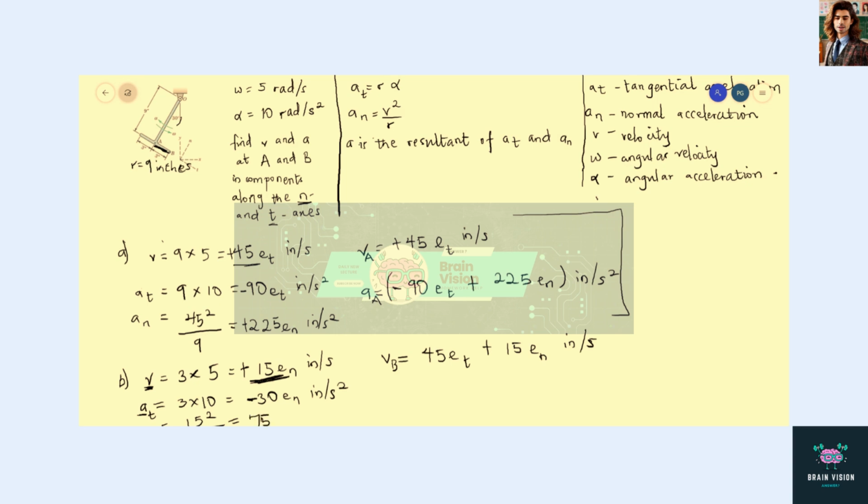But let's look at the direction also. This is the normal, so this is directed towards A. It's directed from B towards A, to the center. And this is the normal axis here. And this is actually going to be in the tangential direction, so it's going to be negative et.